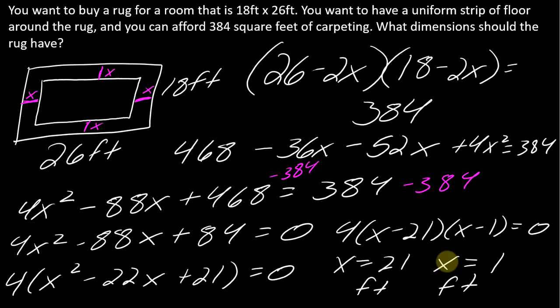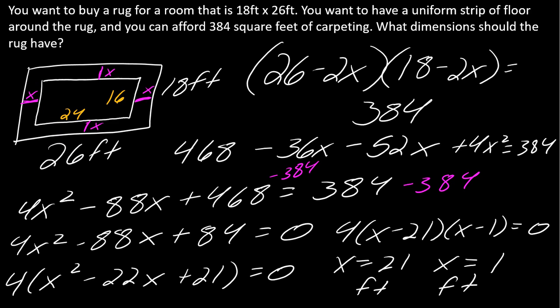And so then we just have to figure out the dimensions of the carpet. If I take 18 minus 2, this side will be 16, and if I take 26 minus 2, this will be 24. So the dimensions of the carpet are 16 by 24.